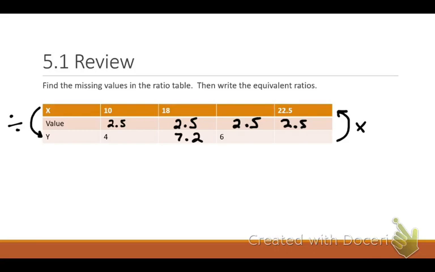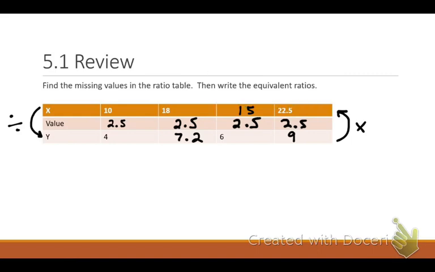All right, guys, that next one, we're working from the bottom to the top, so we have to multiply. What'd you get? 15. And the final one, we're working from the top to the bottom, so what do I have to do? I'm going to divide, so what's the answer? 9. Now it asks us to write the equivalent ratios.